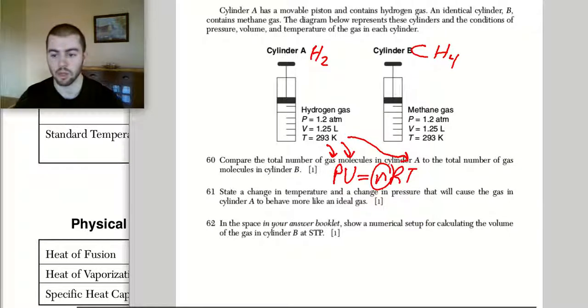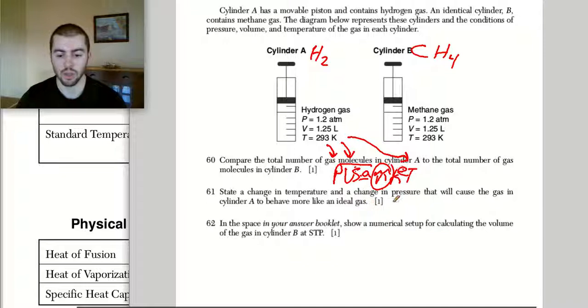So if we look at question 60 from the perspective of PV equals nRT, we know that the number of moles of gas in cylinder A and cylinder B will be the same. Because we have the same pressure, volume, and temperature of gas, this is going to give us the same number of moles of gas inside the container. And then it asks us about molecules. Molecules are proportional to moles, so it's going to be the same number of moles, and the same number of molecules of gas in each cylinder.